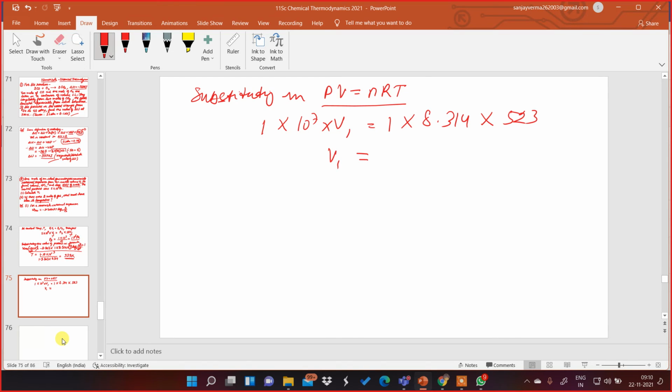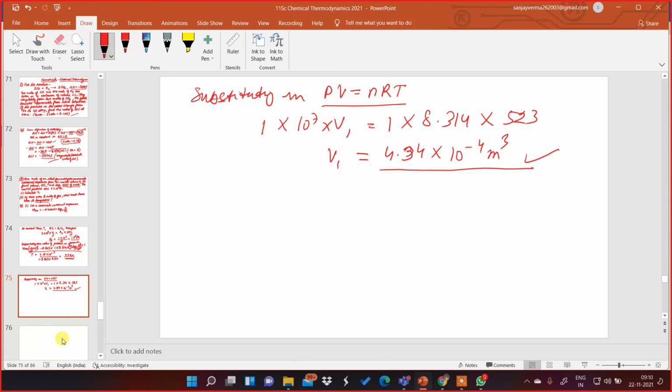If I simplify this, I will get 523 into 8.314 divided by 1 into 10 to the power of 7. That I will get approximately 4.34 into 10 to the power of minus 4 meter cube. That is the volume, the first part of the answer.